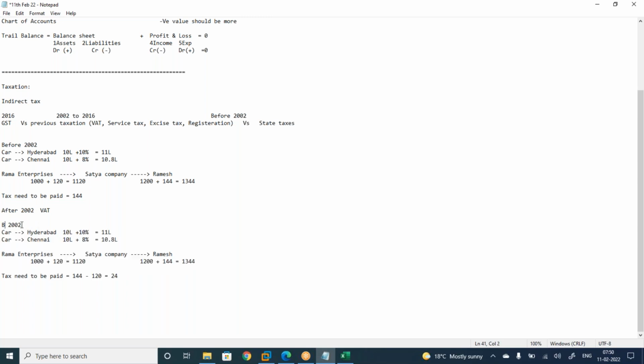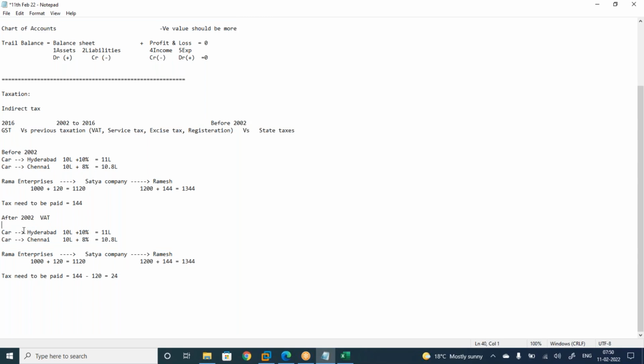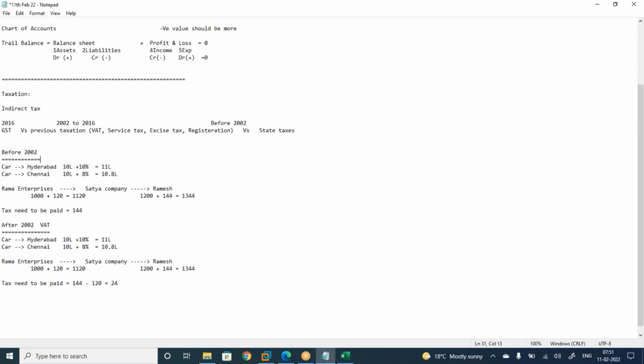After 2002, VAT came into the picture. This is before. So here you need to pay the entire 144 rupees, whereas here you are going to pay only 24 rupees.